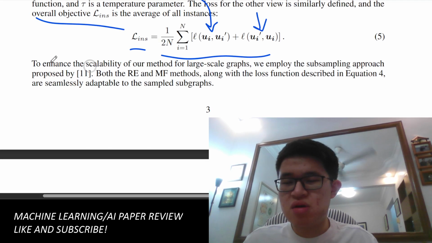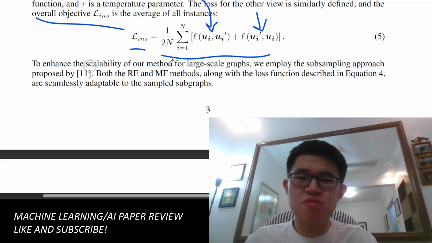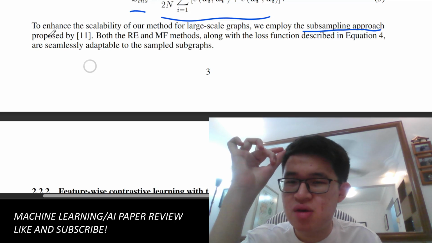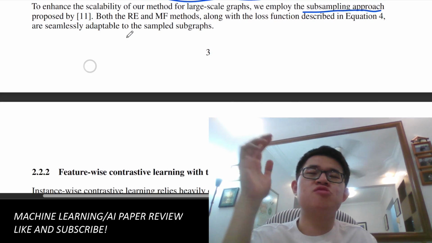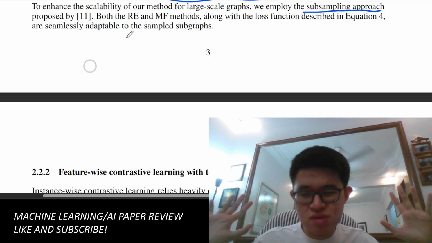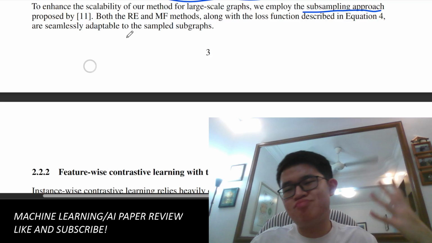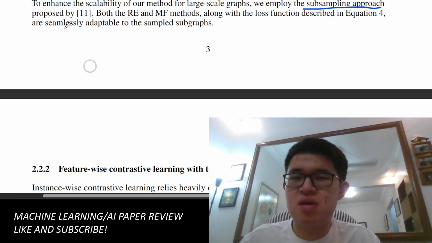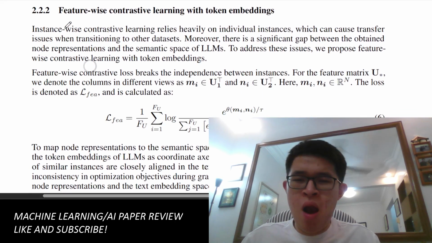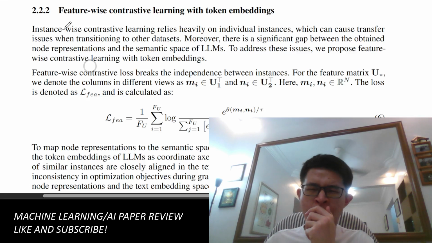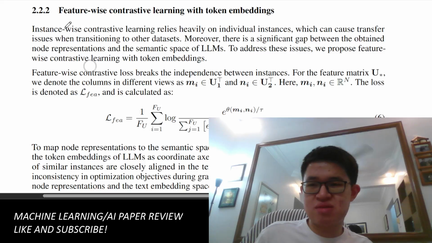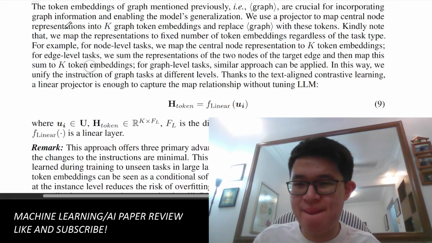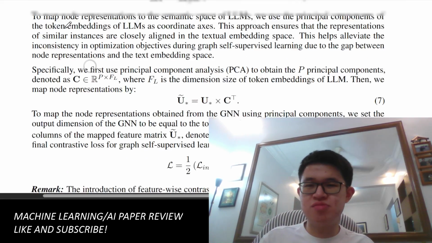They say that to increase the scalability of their approach for large graphs, they use a subsampling approach. So basically, they don't do the entire thing; they just sample a few of them and do it on the samples. Okay, all right, next. How many more? Just two more to go. That's fine.